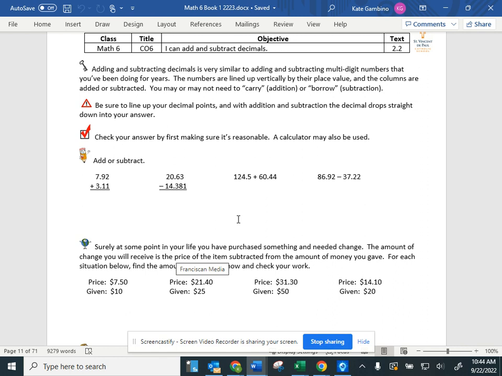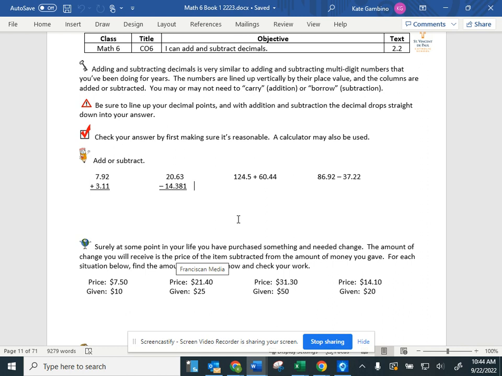Be sure that you line up your decimal points, and with addition and subtraction, the decimal drops straight down to your answer. So you always have to make sure you line up decimal points. What do we do if we end up with an empty space? Bennett? Fill it in with a 0. Okay, those empty spaces you fill in with a 0.